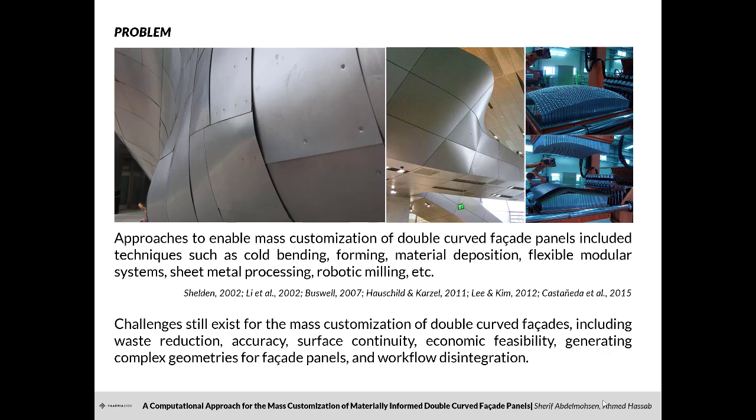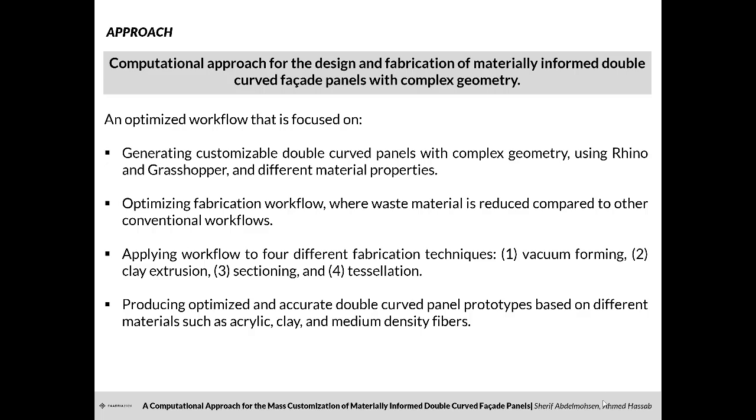and materials. So our approach is a computational approach for the design and fabrication of materially informed double curve facade panels with complex geometry, focusing on generating customizable double curve panels with complex geometry using Rhino and Grasshopper with different material properties, optimizing fabrication workflow, where waste material is reduced compared to other conventional workflows, applying these workflows to 4 different fabrication techniques as will be described, and producing optimized and accurate double curve panel prototypes based on different materials such as acrylic, clay, and medium density fibers.